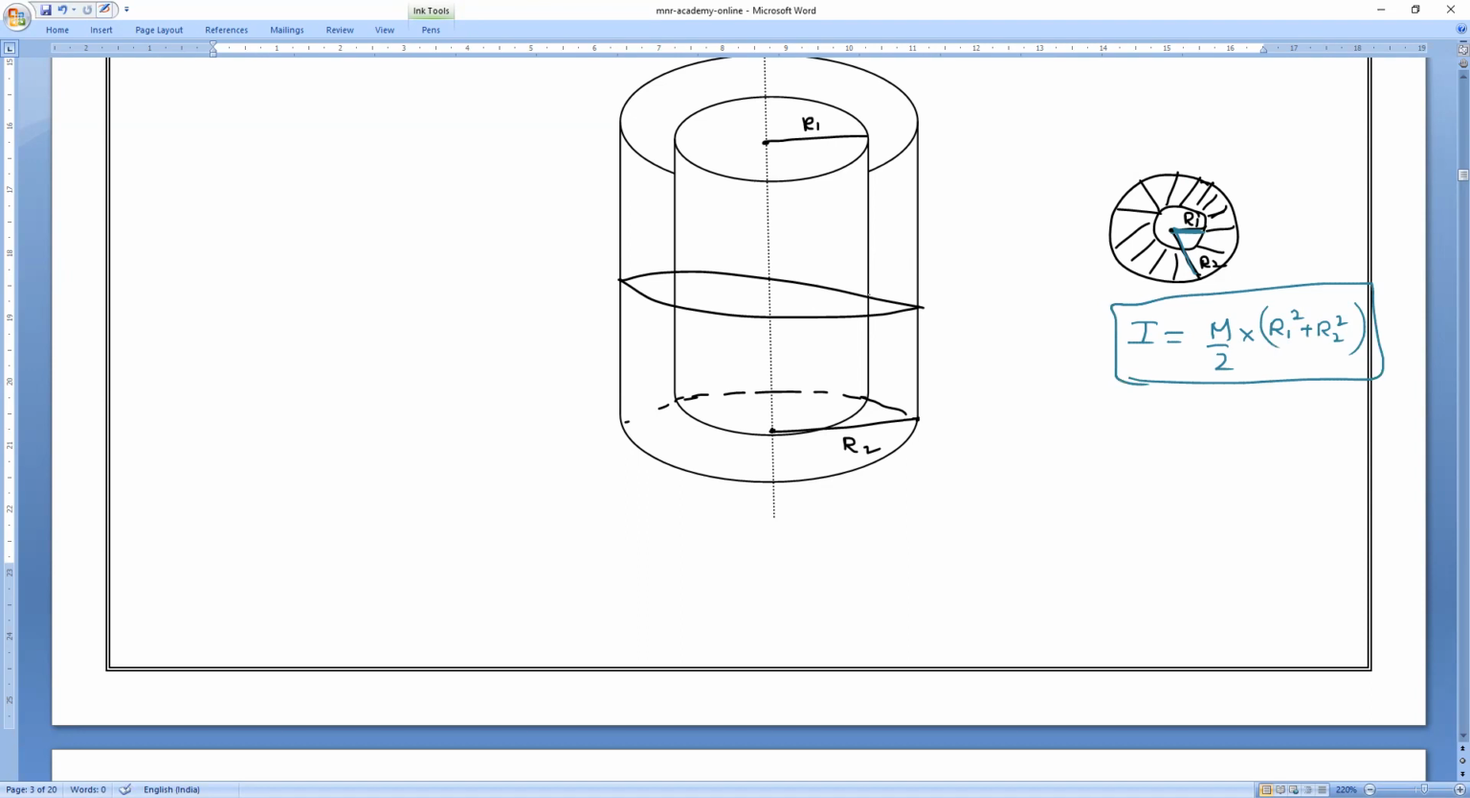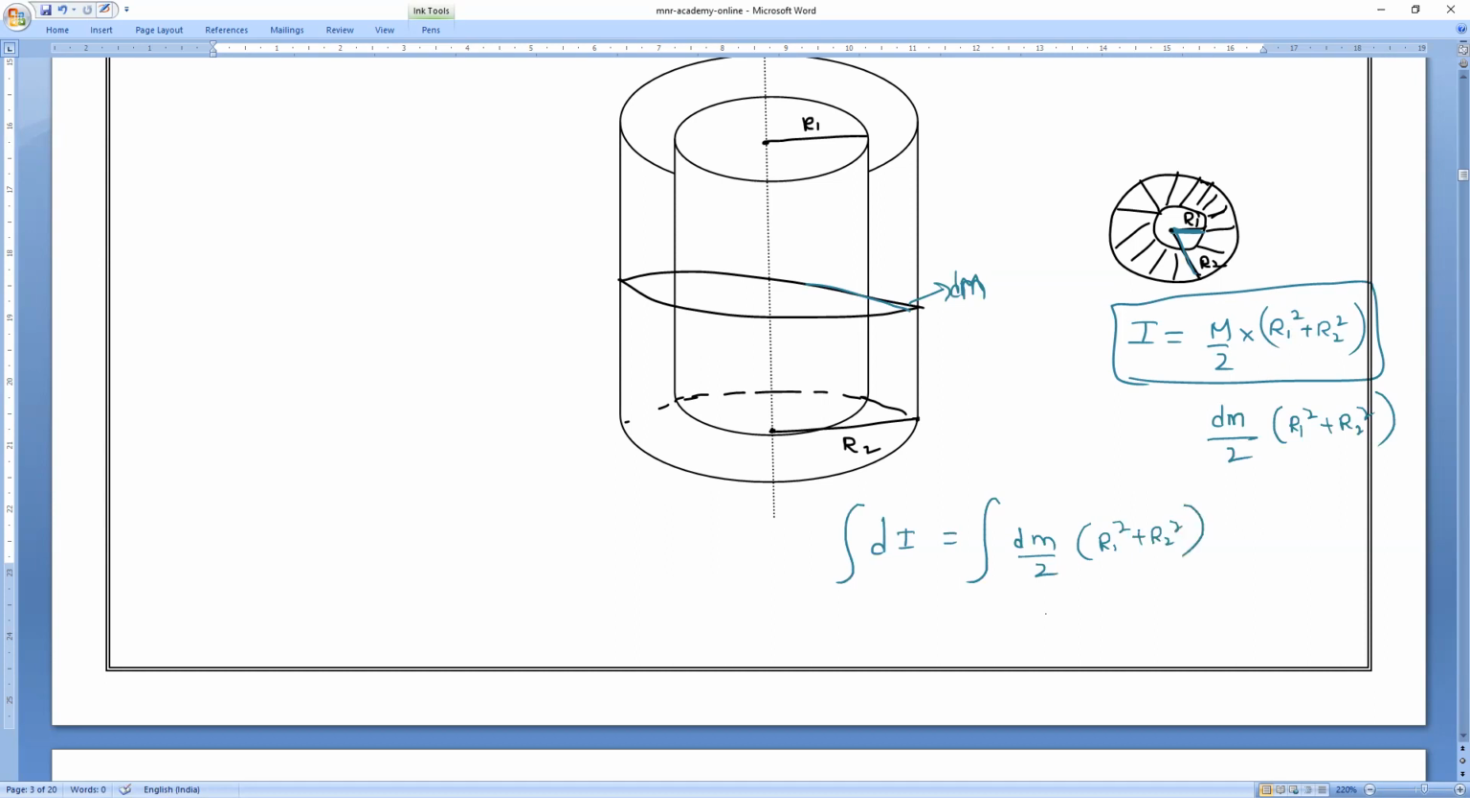Now, a particular part I have taken whose mass is dm. So what is the moment of inertia of the particular particle? This is dm, small m. I have taken one small disk. So dI equals, for the small mass, dm divided by 2 into r1 square plus r2 square.